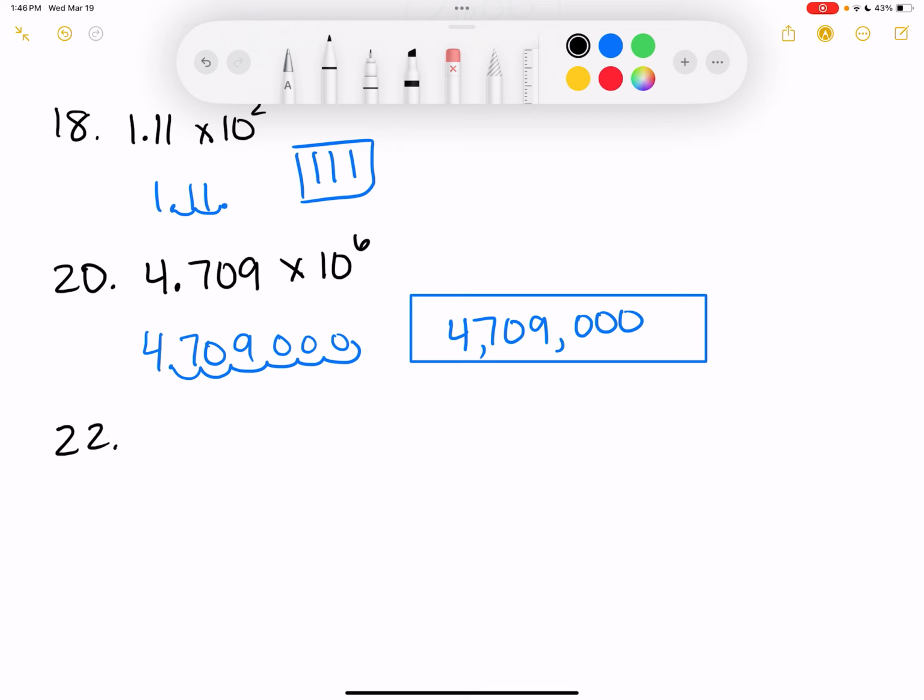22, 6.1 times 10 to the negative 3. So when I'm going from scientific to standard, I move in the same direction as my exponent. So that means this is negative. I'm going to the left. So I'm taking this and going back 3. So 1, 2, 3. And I have to put the decimal this time. Fill in the 0. So 0.0061.